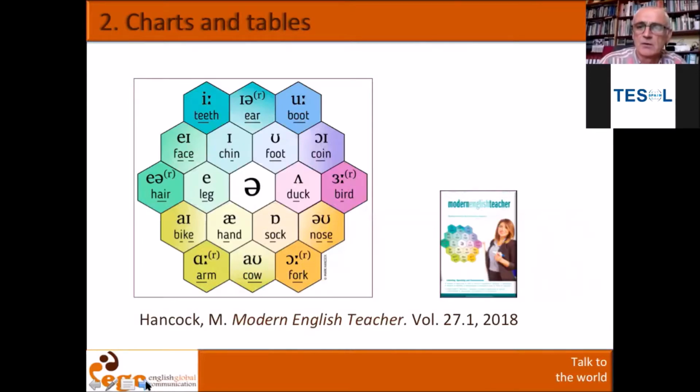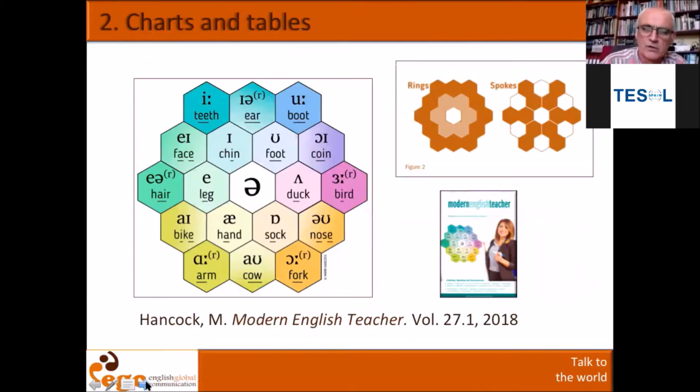default setting. Apparently it's the last sound we make as we draw our last breath, because it requires no tension in the lips and no tension in the pharynx, in your throat, or anything like that. It's a total relaxed default sound. And what Mark did was put the short vowels around it in the first ring, and then put the long vowels and diphthongs around schwa in the outer ring.